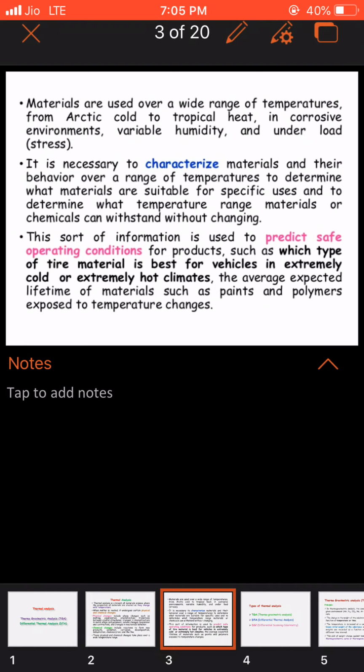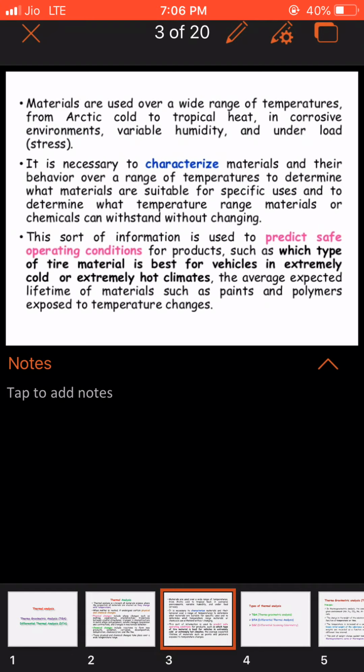So yeah, here also see a tire material. They have taken an example, tire material. So which type of tire material is best suitable for vehicles in extremely cold conditions and extremely hot climates? As I have previously said, Siberia is extremely cold. Kuwait or other such Arab countries are extremely hot. So even countries in Africa are also extremely hot.